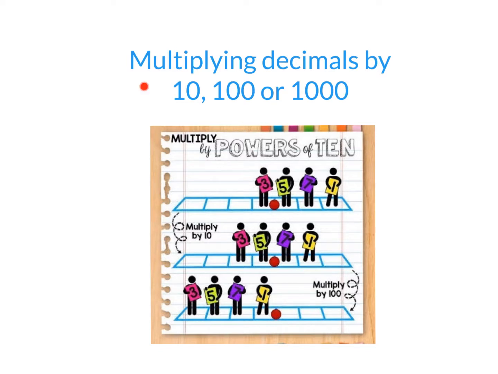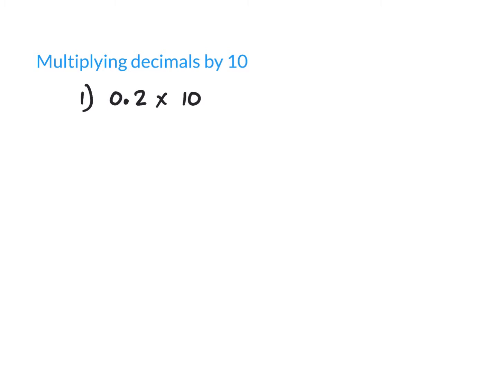Hi, in this video we'll be looking at multiplying decimals by 10, 100 or even 1,000. Alright, so if we are asked to multiply 0.2 by 10, the easiest thing to do is to convert the 0.2 into a fraction and obviously the 10 into a fraction and then just multiply them out.